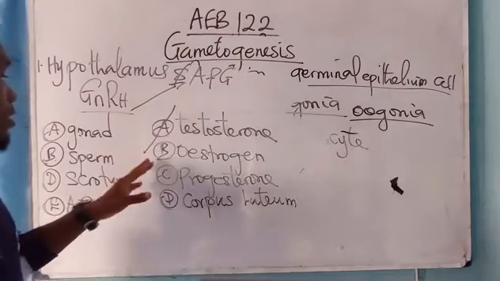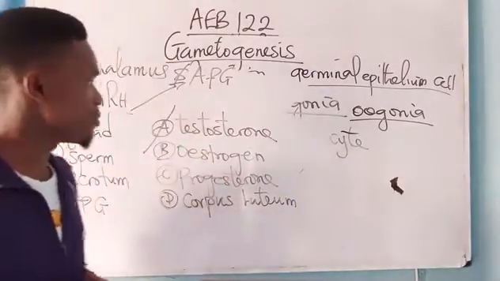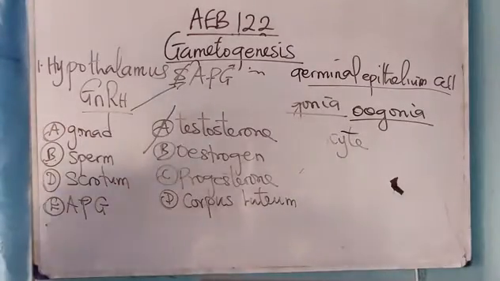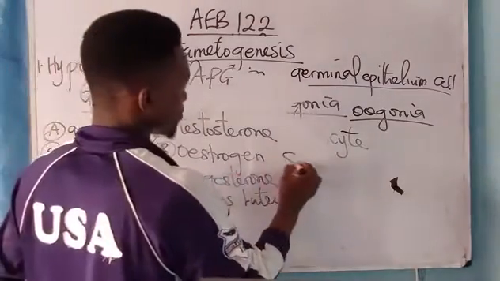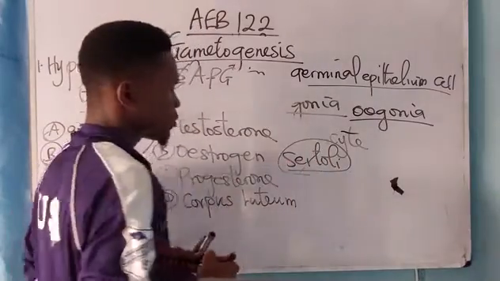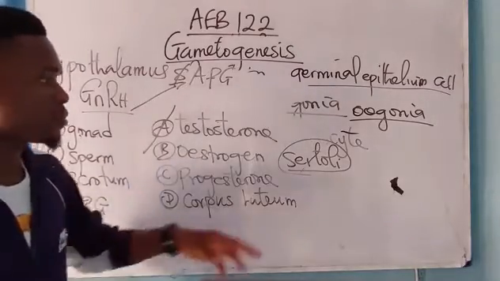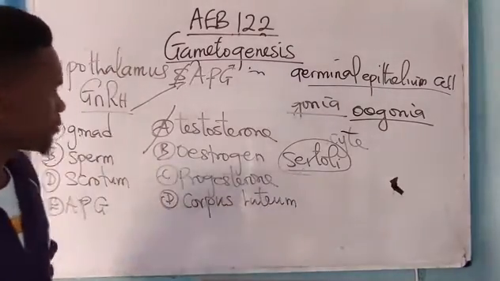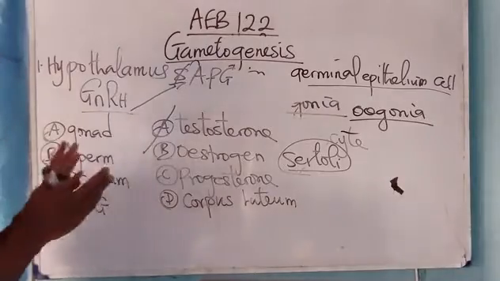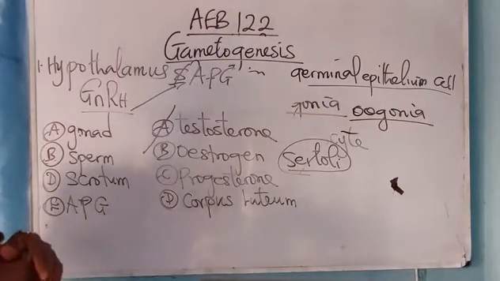Please, which of these provide nourishment for the sperm? Which of these nourishes the sperm? Please, the satellite cell. The satellite cell nourishes what? The sperm. It provides nutrients for the sperm. Take note of that. I'm just restricting it to spermatogenesis. Okay, that is for that.